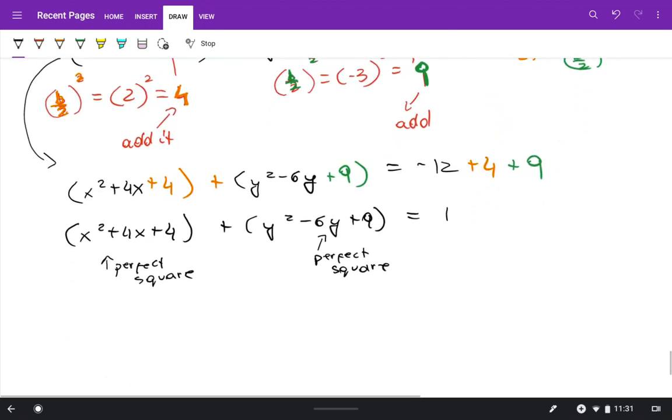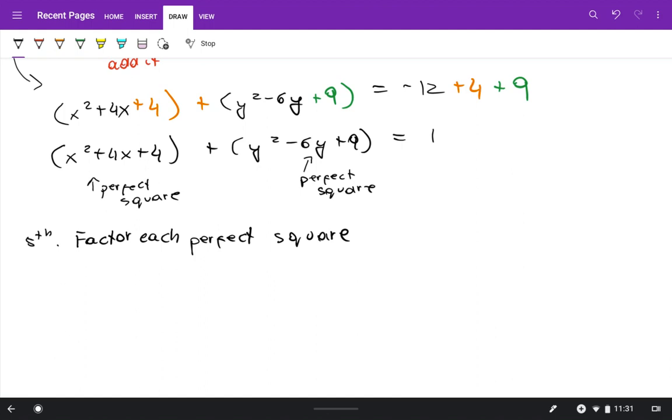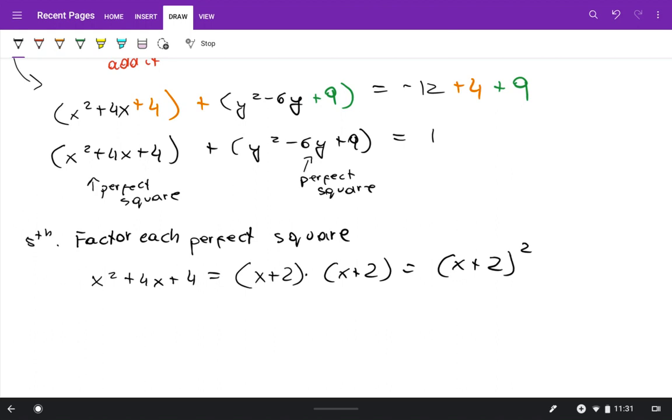So what will be the next step, which is the fifth step? Factor each perfect square, which means each group. I'm just doing the long version once. You have x squared plus 4x plus 4. To factor this one, you end up with x plus 2 times x plus 2, which is the same as x plus 2 squared. That's why I'm calling that a perfect square.